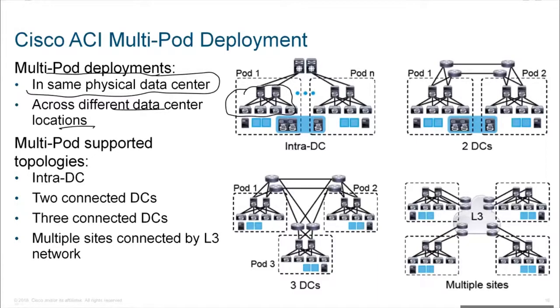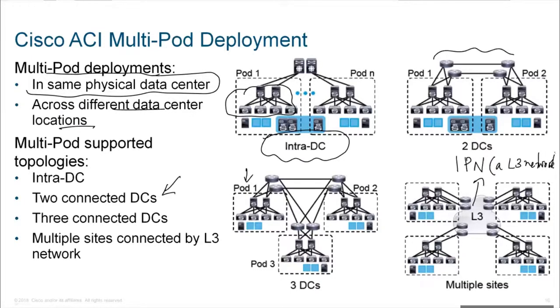Okay, supported designs, of course, within the data center. Okay, 2 different data centers, 3 data centers, and just a generic inter-pod network with some requirements. Okay, so this layer 3 network does have some requirements, and we're going to see what those requirements are.